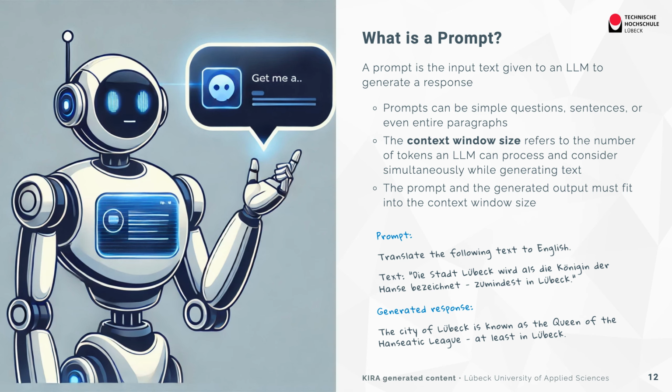The generated response would then be the translation of this sentence. As we can see, the prompt is a simple instruction followed by the original text, and the generated response is the translated text. We could also give other instructions, such as rewriting the text to optimize readability, or explaining it in a way that a 5-year-old would understand.